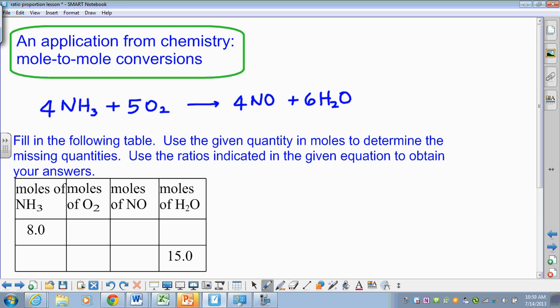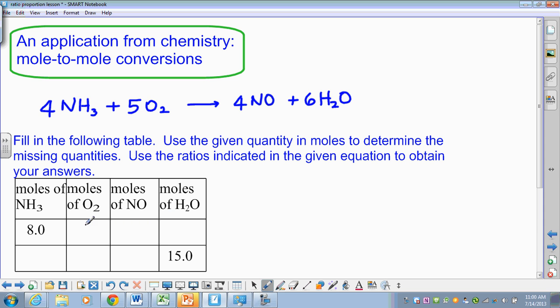Okay, we have another example that is somewhat similar. So this time a more complicated looking equation, but the idea is still the same. You have 4 moles of NH3 or ammonia plus 5 moles of oxygen, resulting in 4 moles of nitrogen oxide and 6 moles of water. So the question is, if you begin with 8.0 moles of ammonia, how many moles of the other 3 substances are you going to need?